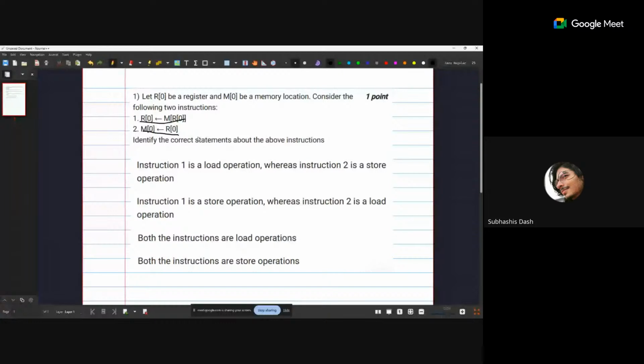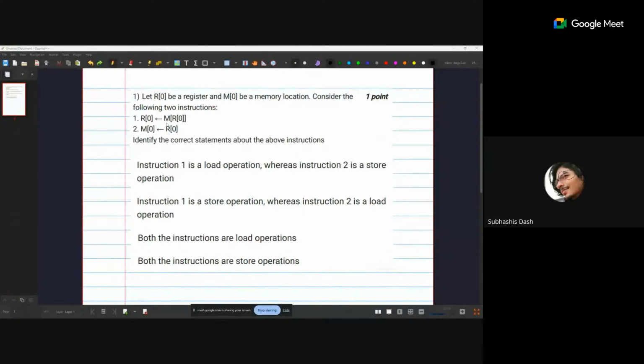Okay, so these are both simply just copying. This is copying from a memory location to a register, and this is from a register to a memory location, right? So with the definitions that I just told, which one of these is a load operation and which one is a store operation? Can anyone tell me which one is load and which one is store? The first one is load and the second one is store.